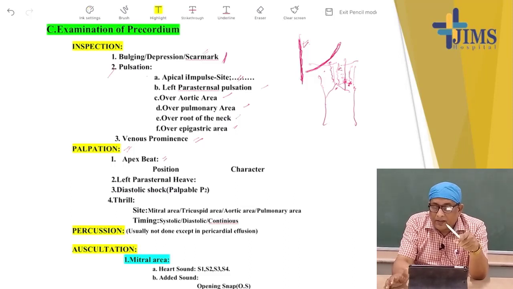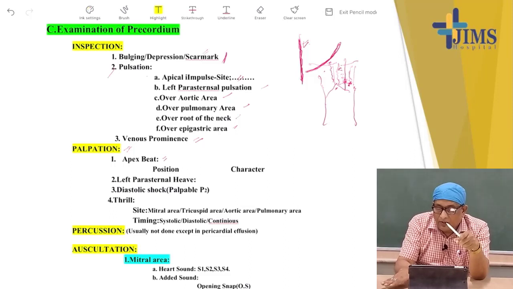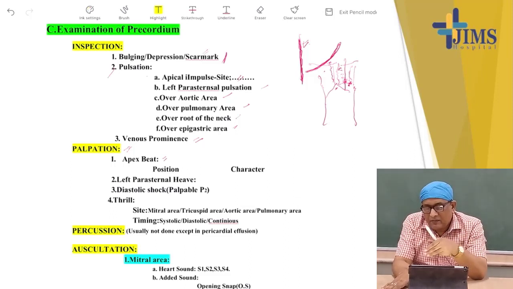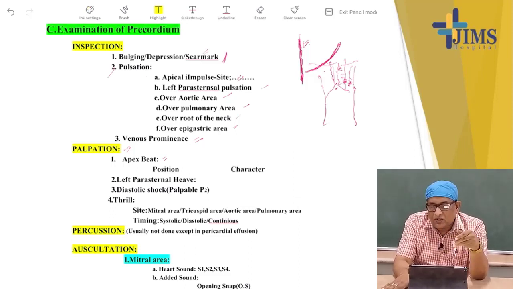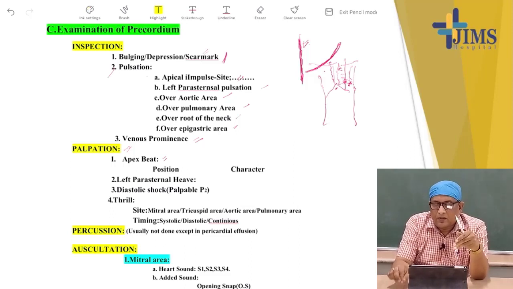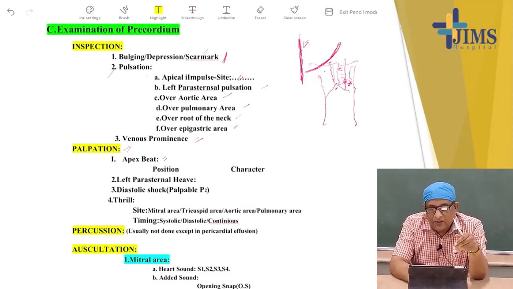Then we find out the character of the apex beat. Sometimes the apex cannot be felt by just palpation. It may be a thick chest wall, or it may be behind the rib, so it may not be found. In that situation you have to turn the patient to the left lateral position and find out the apex, and then turn the patient back to the normal position and note the apex beat.